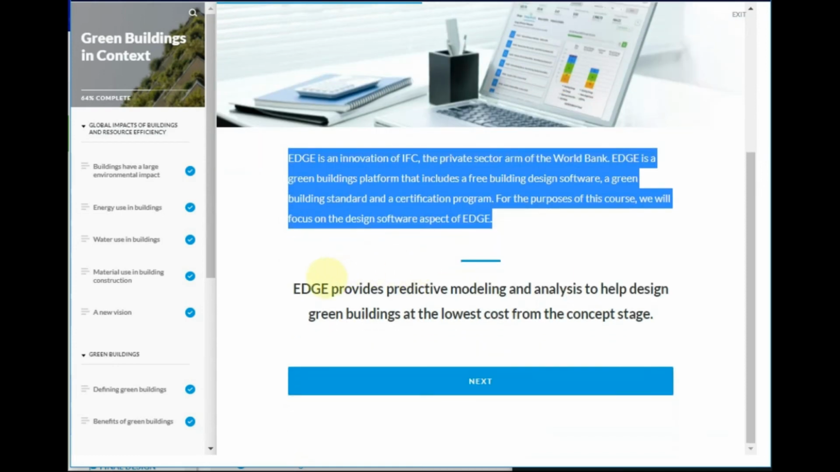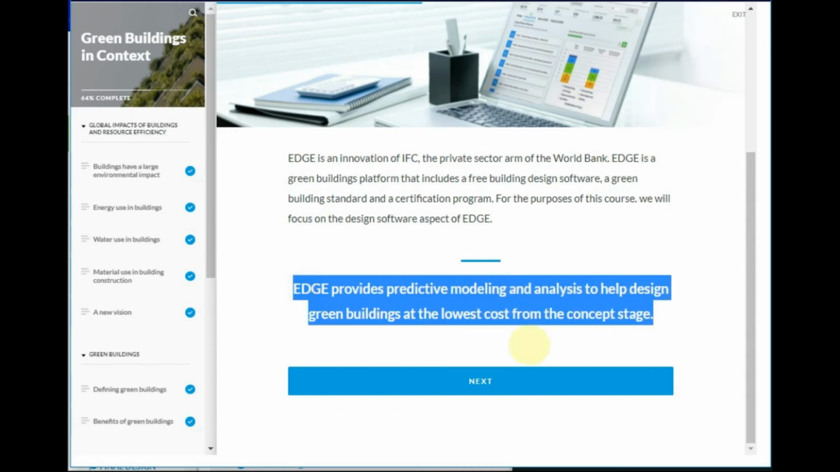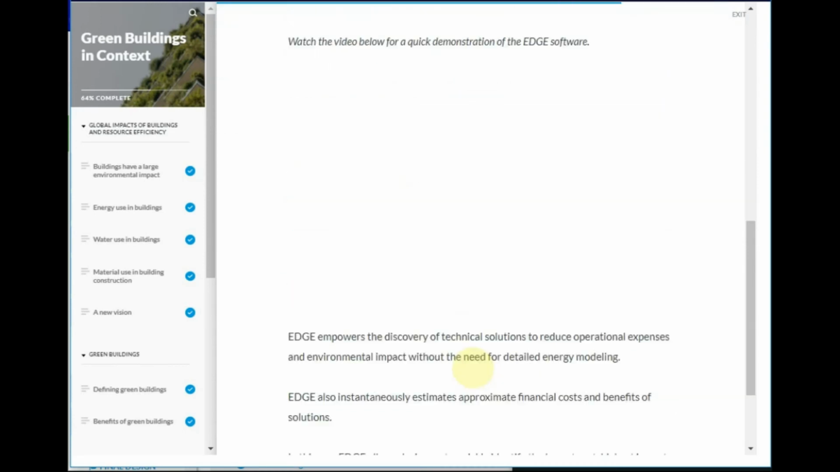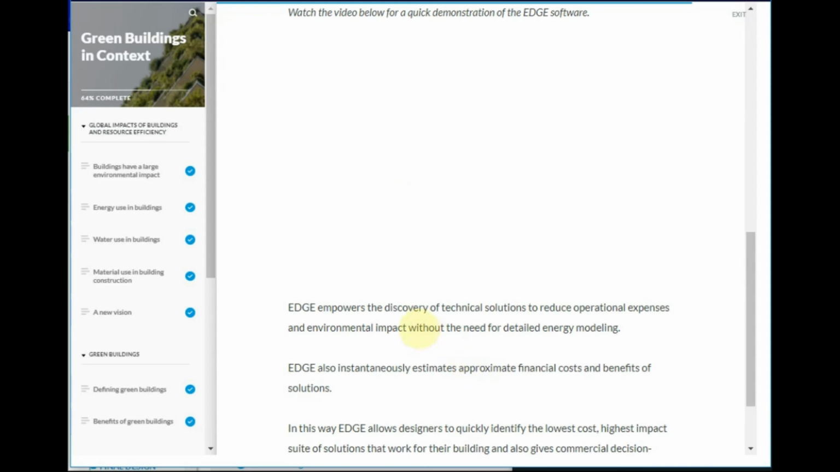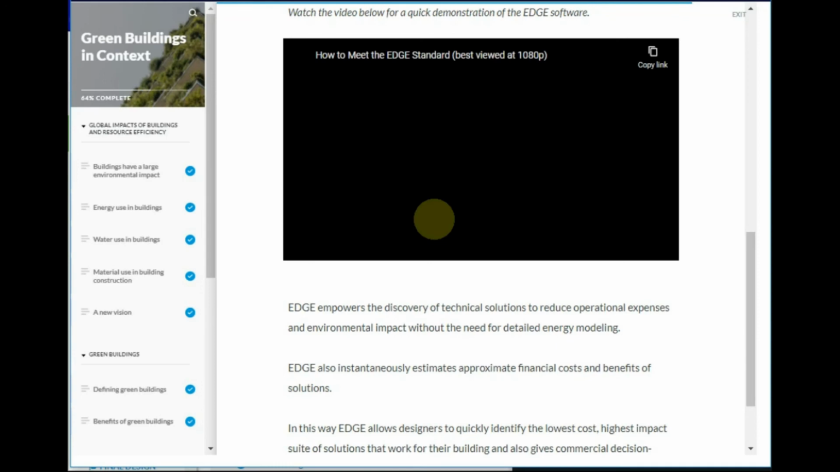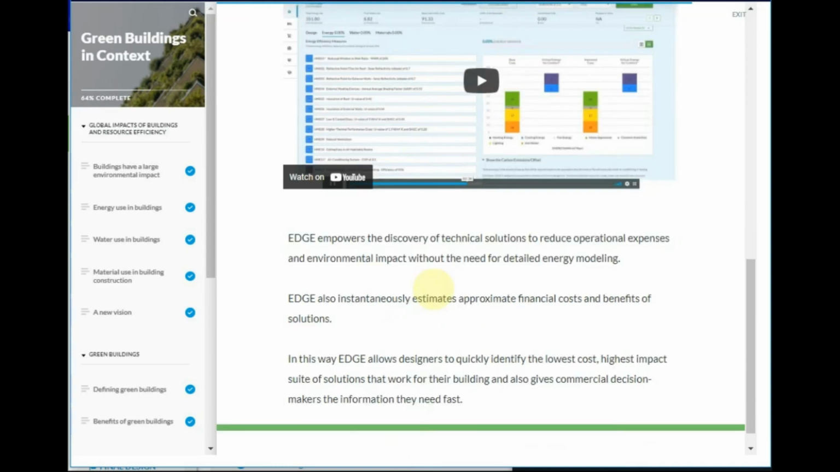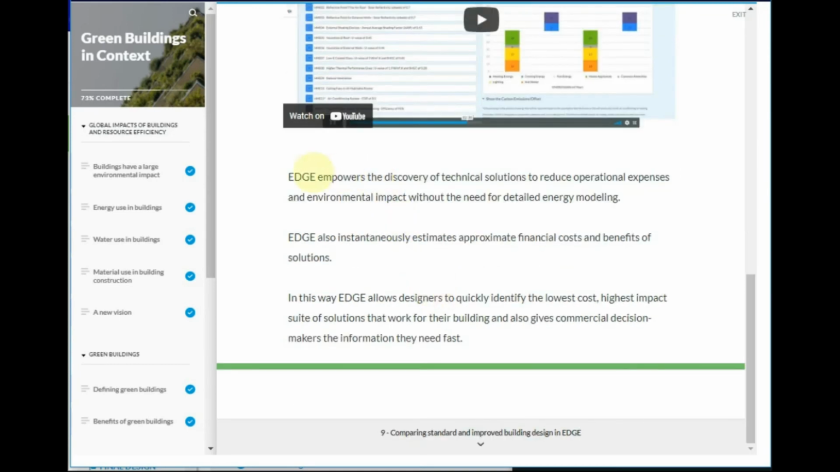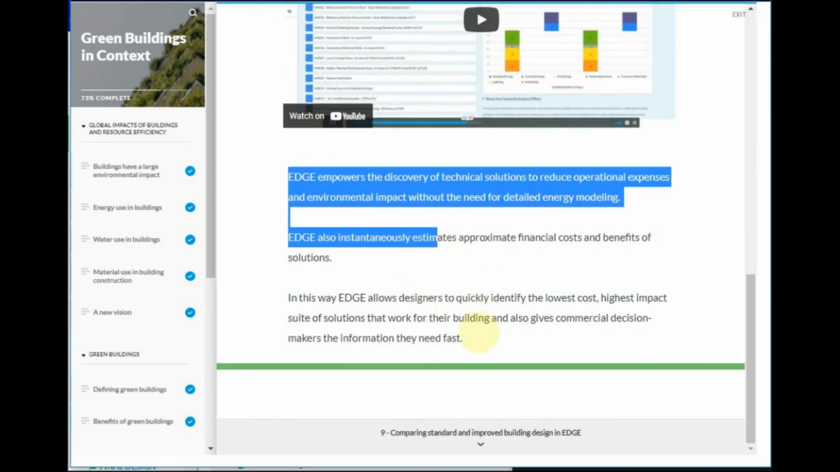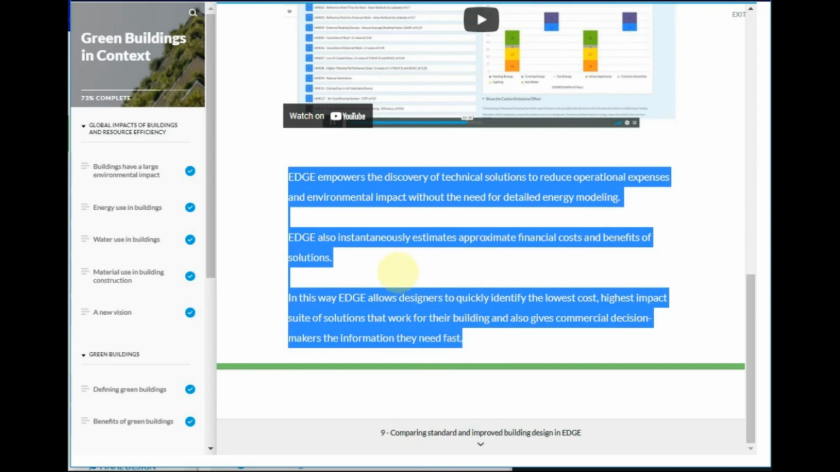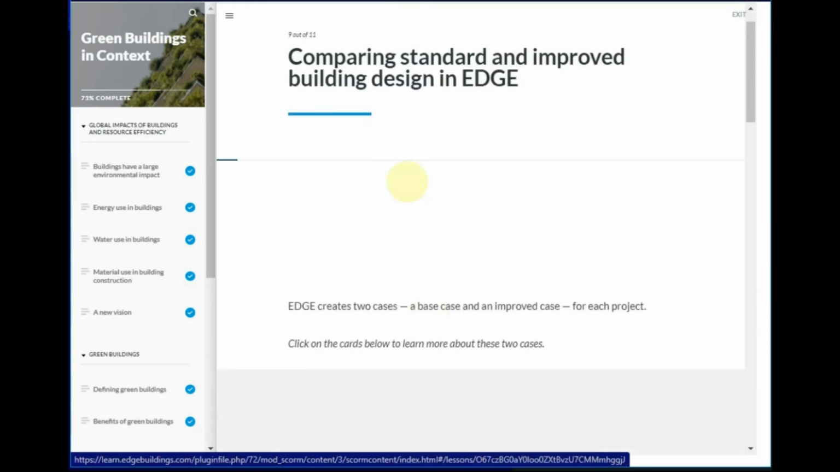EDGE provides predictive modeling and analysis to help design green buildings at the lowest cost from the concept stage. EDGE empowers the discovery of technical solutions to reduce operational expenses and environmental impact without the need for detailed energy modeling. EDGE also instantaneously estimates approximate financial costs and benefits of solutions. In this way, EDGE allows designers to quickly identify the lowest cost, highest impact suite of solutions that work for their building, and also gives commercial decision makers the information they need fast.